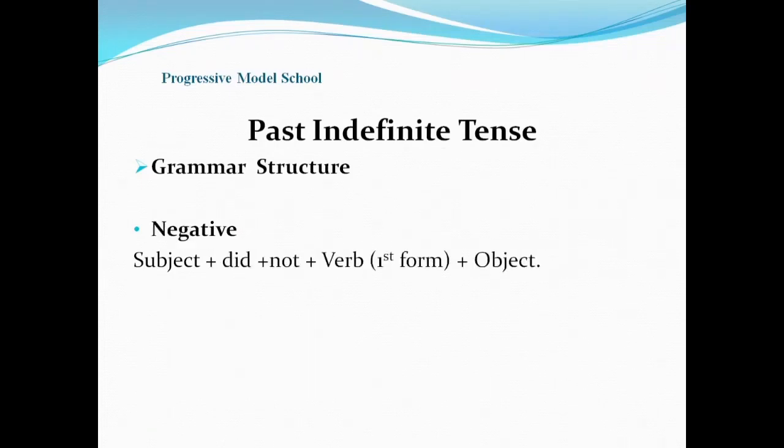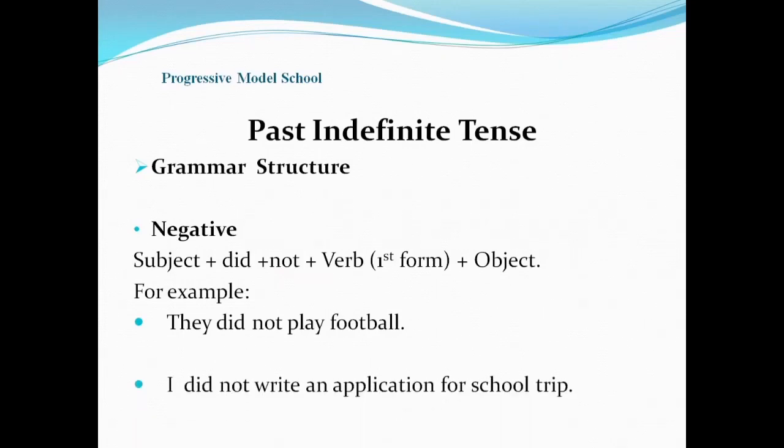For the negative sentences, we use the helping verb did, that is the second form of the verb do. And after that, we will write the first form of the verb. For negative and interrogative sentences of the past indefinite tense, we use the first form of the main verb and the helping verb did. For example, they did not play football. I did not write an application for school trip. He did not prefer coffee to tea.